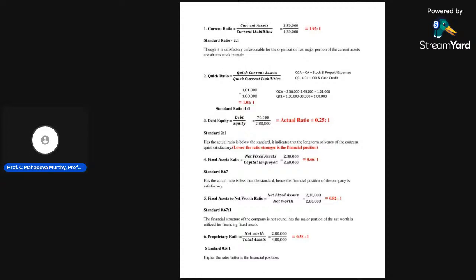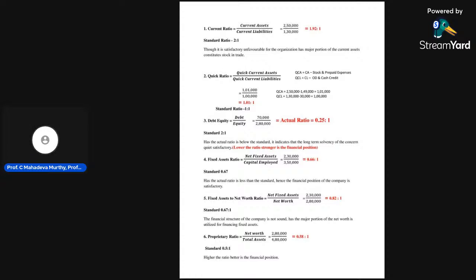Here, quick current assets: because current assets is 2,50,000. Previous problem, see the total current assets 2,50,000 minus 1,49,000. In this problem, we don't have prepaid expenses. Only stock is there. Stock 2 lakh, current assets 2,50,000 minus 1,49,000. That is stock, equal to 1,01,000. That is quick current assets.